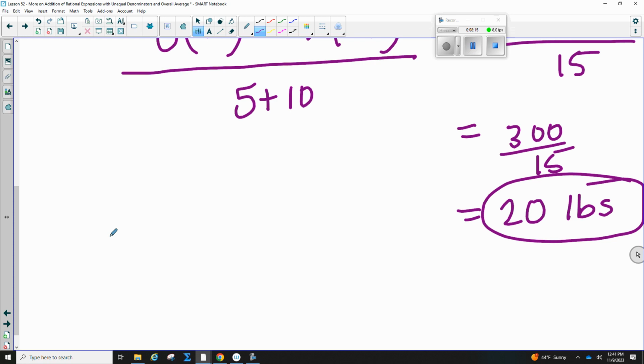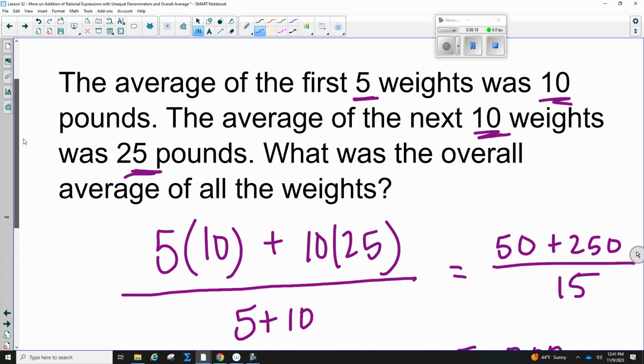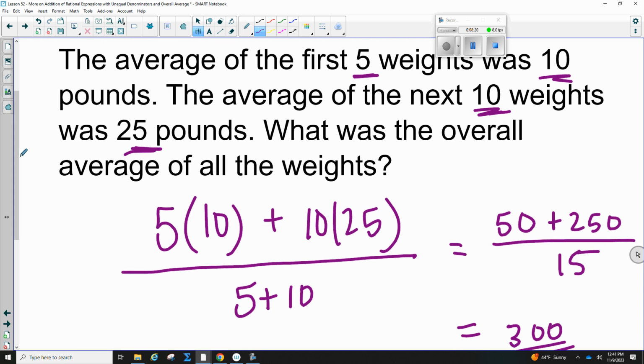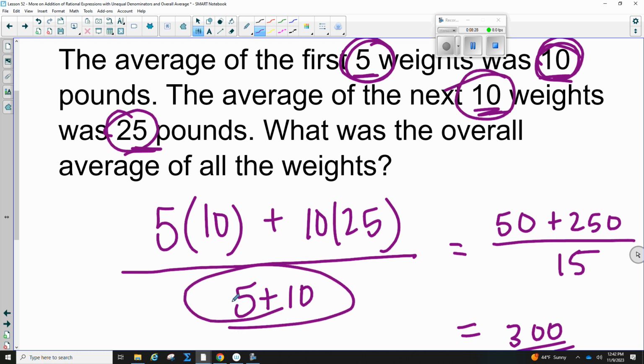Yes. Isn't there like some kind of formula? No, you just have to remember this. There's not really a formula. You just multiply the number times the average weight plus the next number times its average weight over the total number of numbers. Yeah, no formula. All right, let's try it.